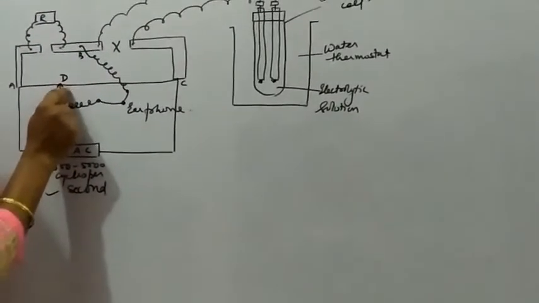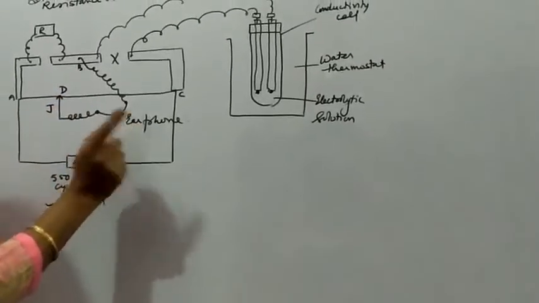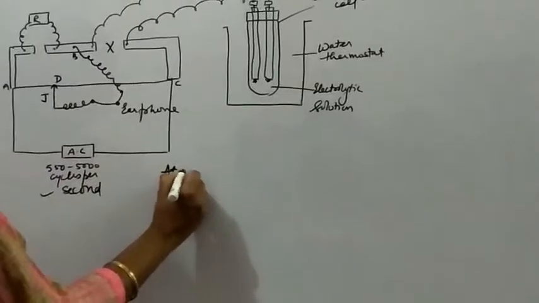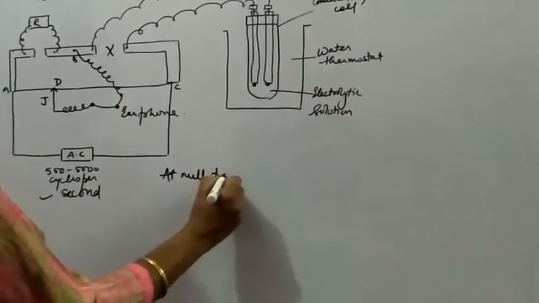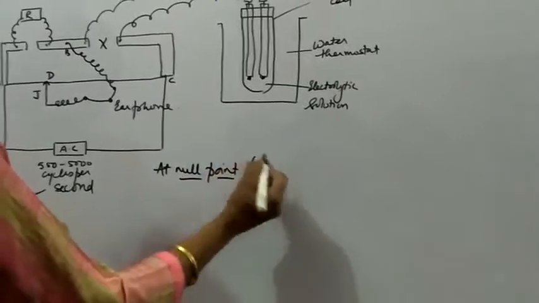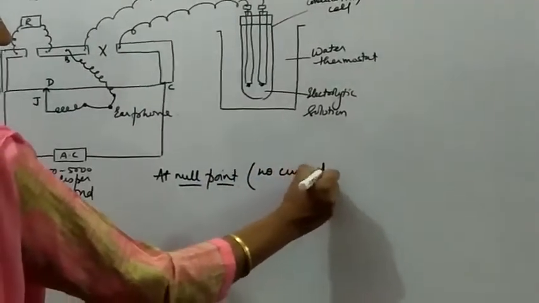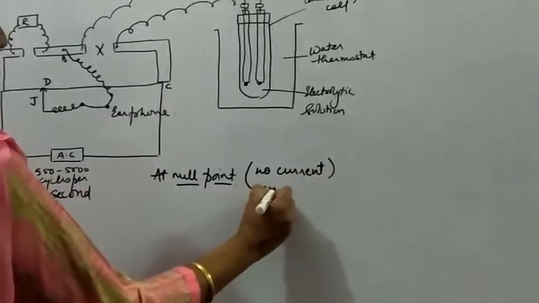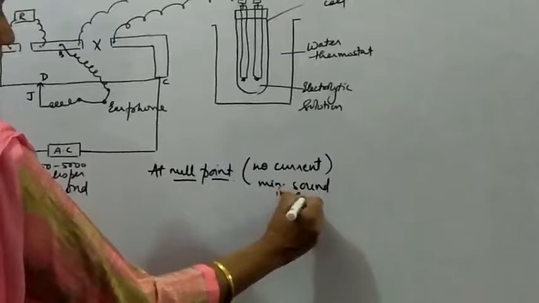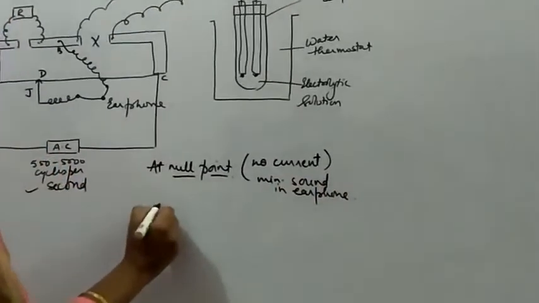Now at point D, what will happen? There will be minimum sound heard in the earphone. So at the null point, no current is flowing, which is indicated by minimum sound in the earphone or headphone here.